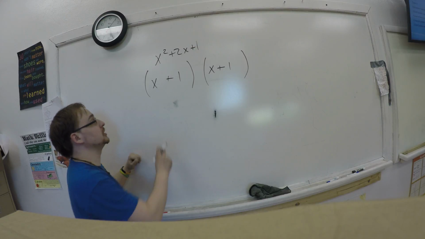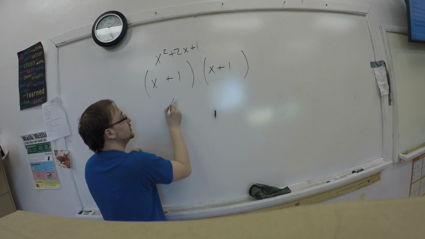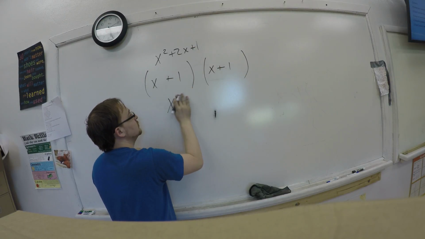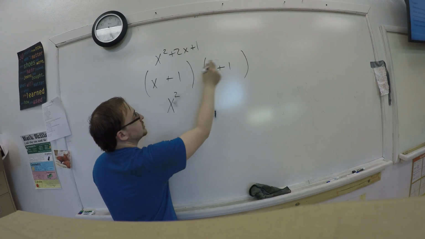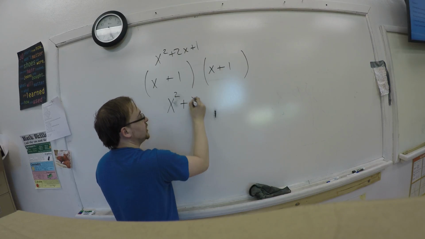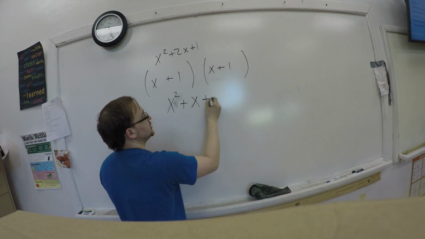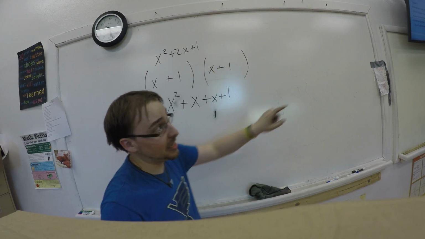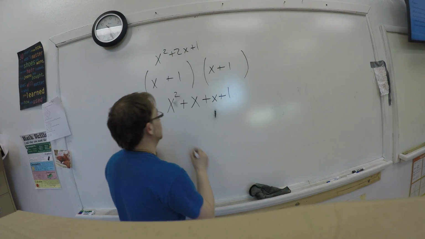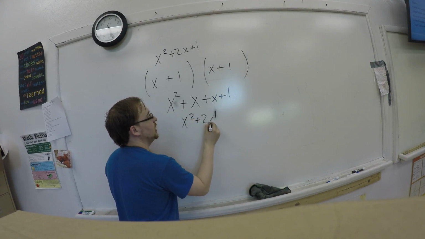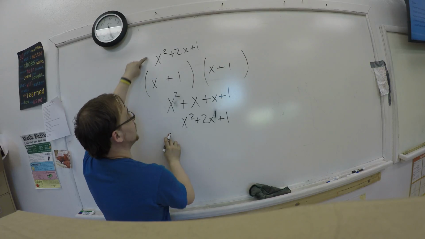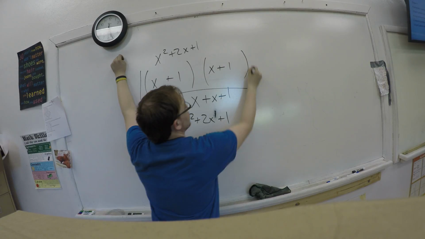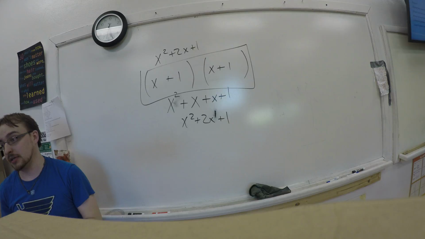Let's check it by foiling. x times x is x squared. Plus 1x plus 1x plus 1. x times 1 is positive x. 1 times x is positive x. 1 times 1 is 1. Combine like terms, right? This is adding and subtracting terms. x squared plus 2x plus 1. Did we start with that? Yes, so we must have factored correctly. We didn't change anything, we just wrote it differently.